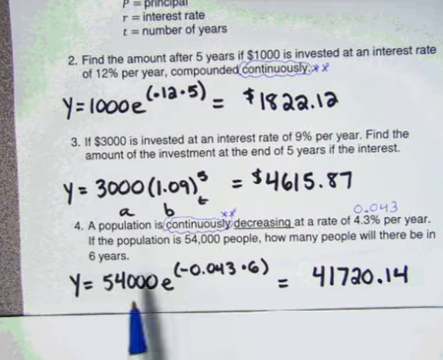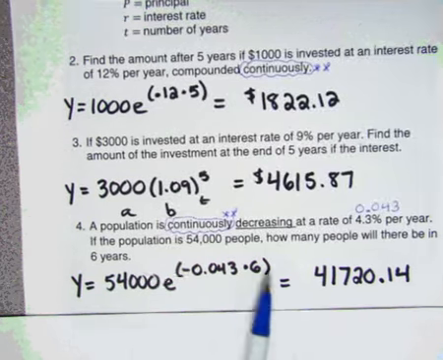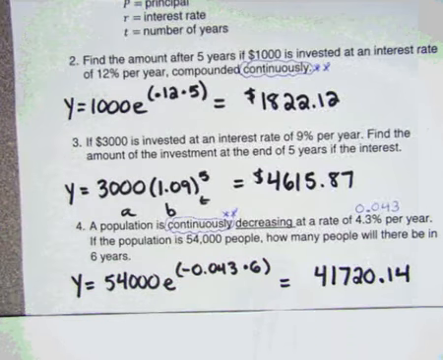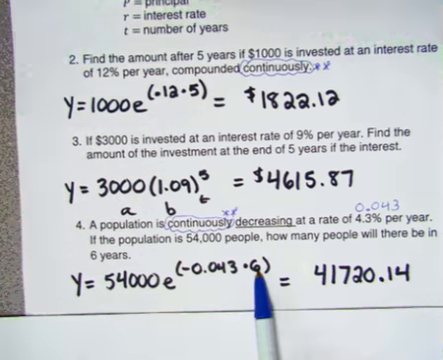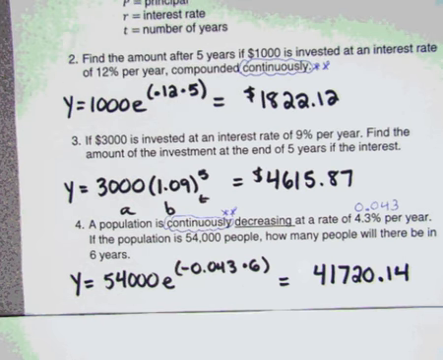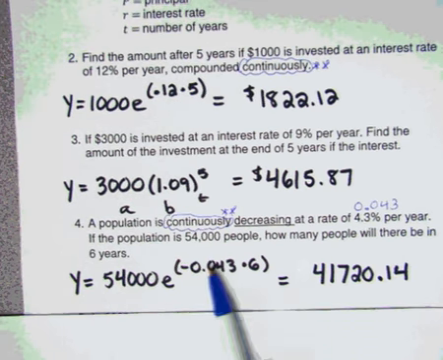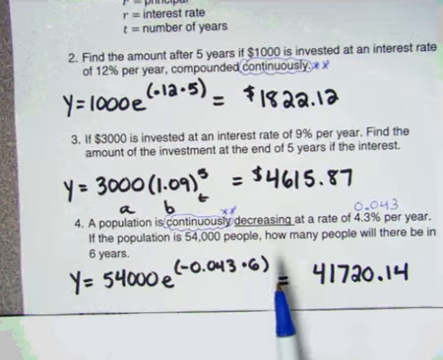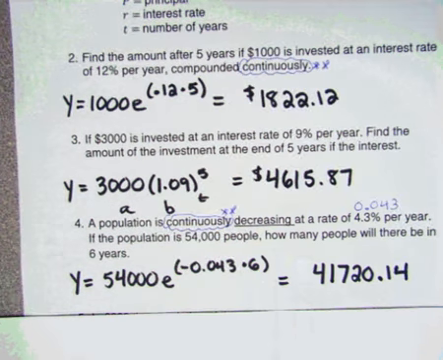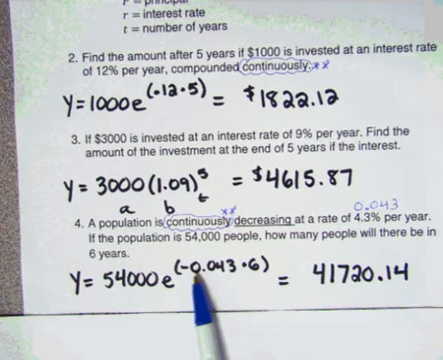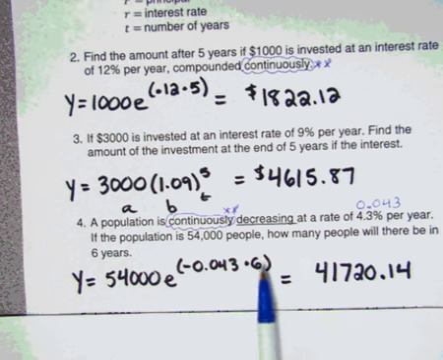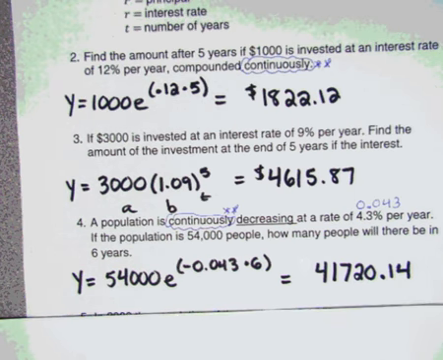So P e to the RT, and I don't think I mentioned it earlier, so I'll say it now. Notice that your PERT formula has an RT, and the compound interest formula in the other video was NT. That makes a huge difference in your final answer. So as you're memorizing your formulas, notice that those exponents are different. So I have my R, which is my rate, negative 0.043, and then my time, which is 6 years, and that gives me 41,720 people.